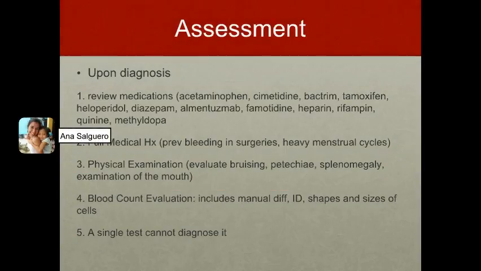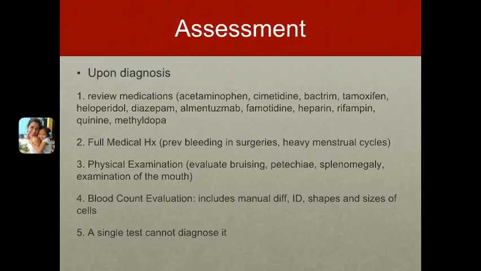Upon diagnosis, it is important to go through past medical history and medications, because certain medications may be interacting and causing the low platelets or bleeding. Some examples are Tylenol, cimetidine, Bactrim, tamoxifen, haloperidol, diazepam, with a slew of others. A full medical history includes: does the patient bleed frequently during surgeries? If the patient's a female, does she have heavy menstrual cycles?